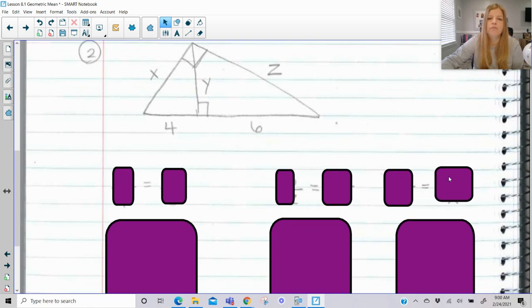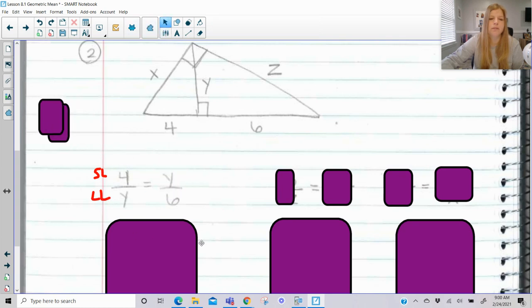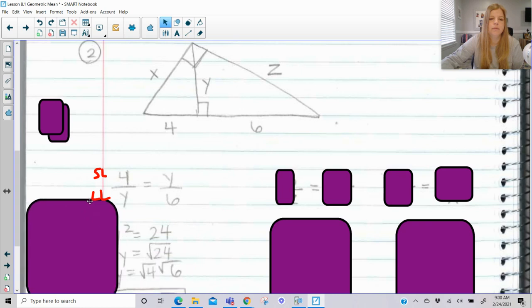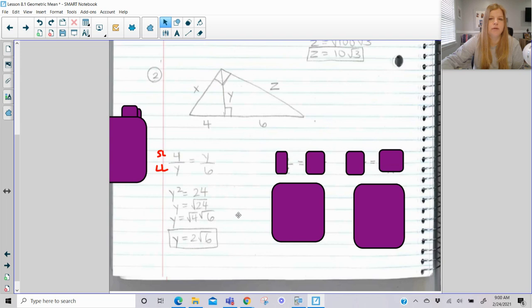Okay, last one here. If you want to give this one a shot on your own, please do. Press pause or just keep watching. So I might want to find y first here. So 4 over y, short leg over long leg, is equal to y over 6. Cross multiply, and you end up getting the square root of 24, which is 2 radical 6. And so I'm just going to label that as 2 radical 6.